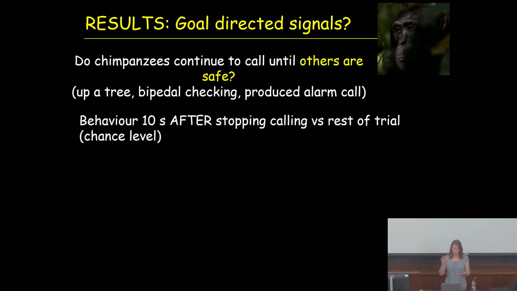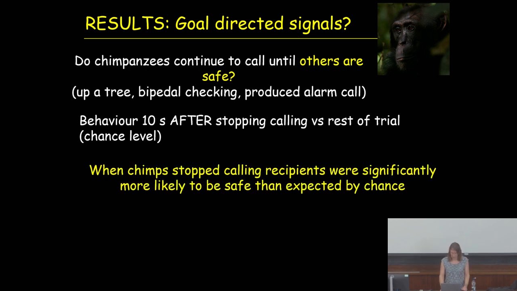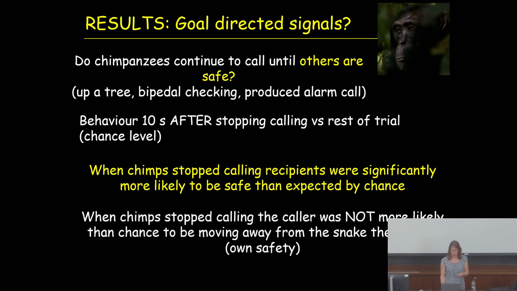And so what we did is we looked at the behaviour 10 seconds after they stopped calling versus the rest of the trial. So that gave us a chance level of this particular behaviour occurring. And what we found was that in that 10 seconds after chimps stopped calling, recipients were significantly more likely to be safe than you would expect by chance from looking at the rest of the trial. So that was positive evidence that this seems to be a putative goal for the chimps.